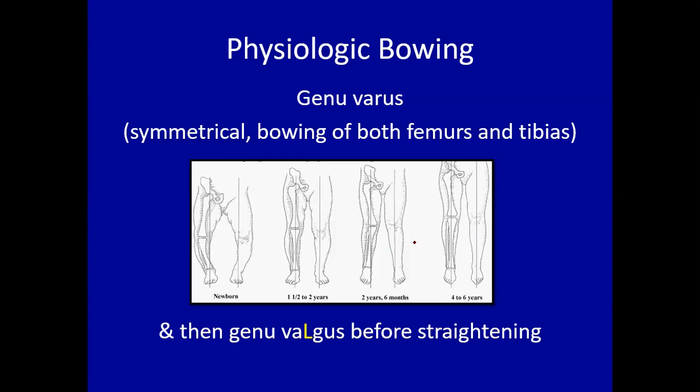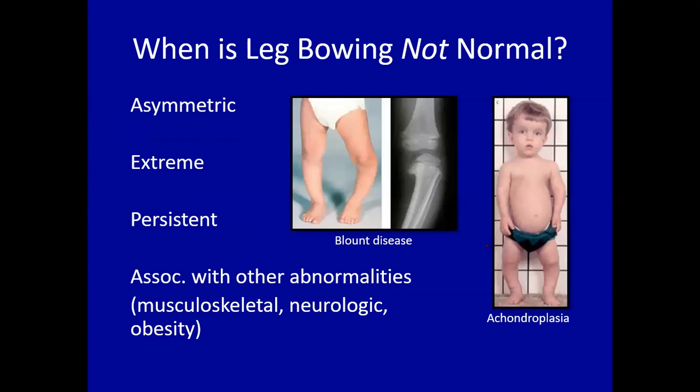So what they're saying here is that then you can move to this valgus, right? So they basically start in the varus and move to the valgus. So here's the leg bowing that's not normal, right? So we know that some is normal, but obviously this is not normal.